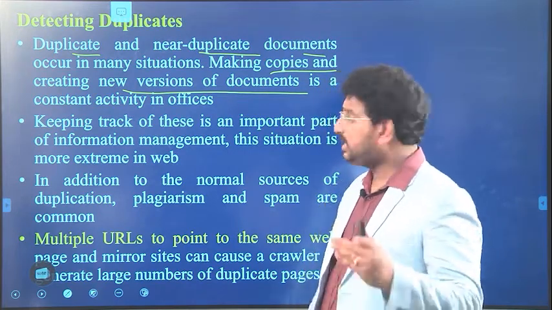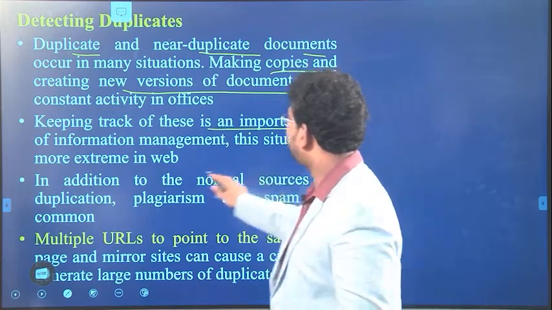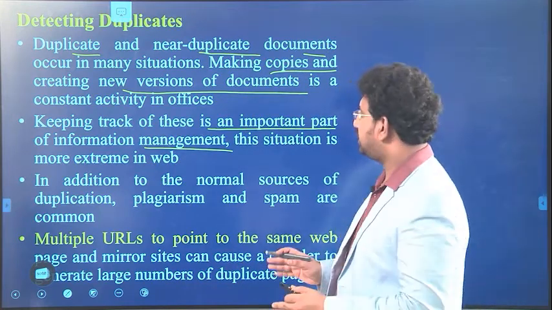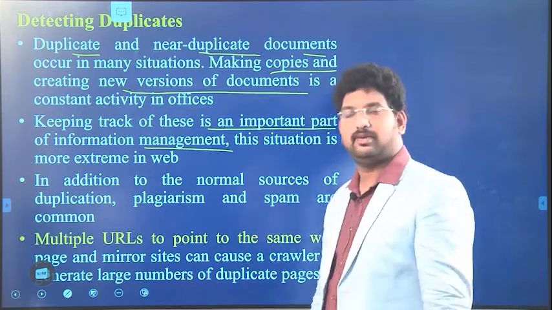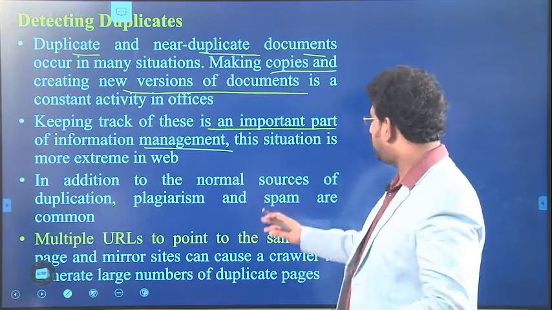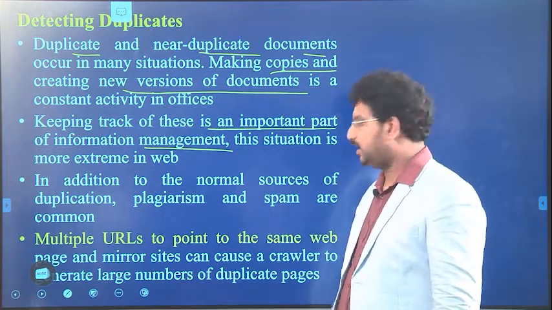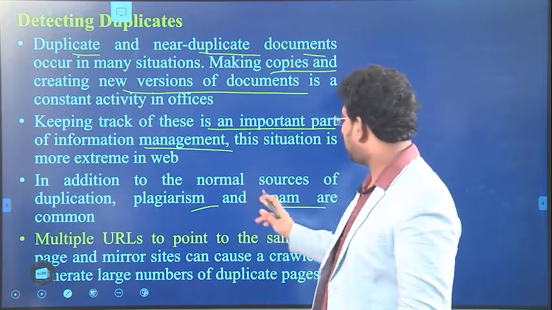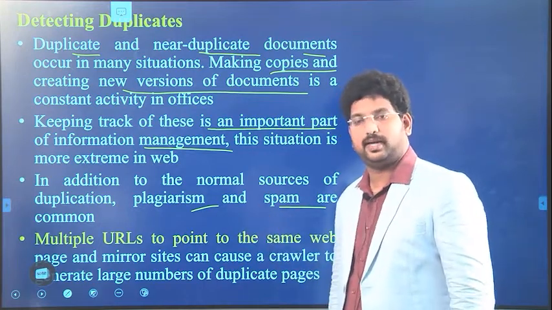And keeping track of this is an important part of information management. So keeping track of the entire set of documents is all about the information management task, and this situation is more extreme on the web. In addition to the normal sources of duplication, plagiarism and spam are also common.